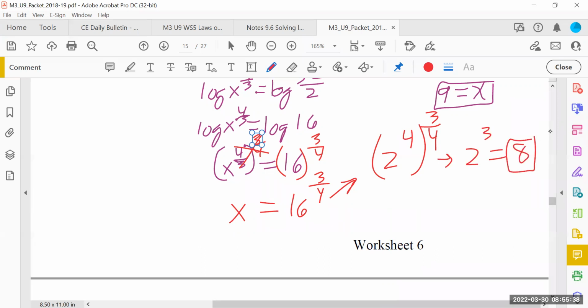If you did the 4th root of 16, it would work just as well. 4th root of 16 would be 2, and then 2 cubed would be 8. It just depends on how comfortable you are with 4th roots. So I took that 16 and said, okay, 16 is 2 times 2 times 2 times 2. 16 is 2 to the 4th power. And that will often make it easier to simplify this.